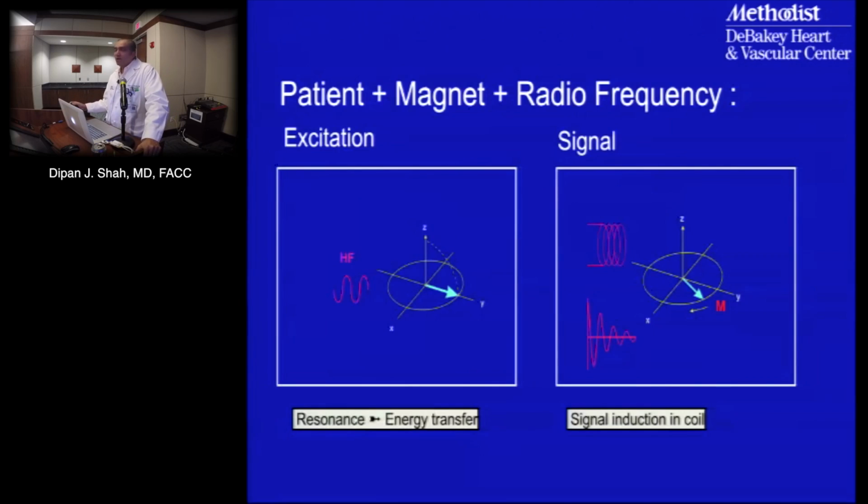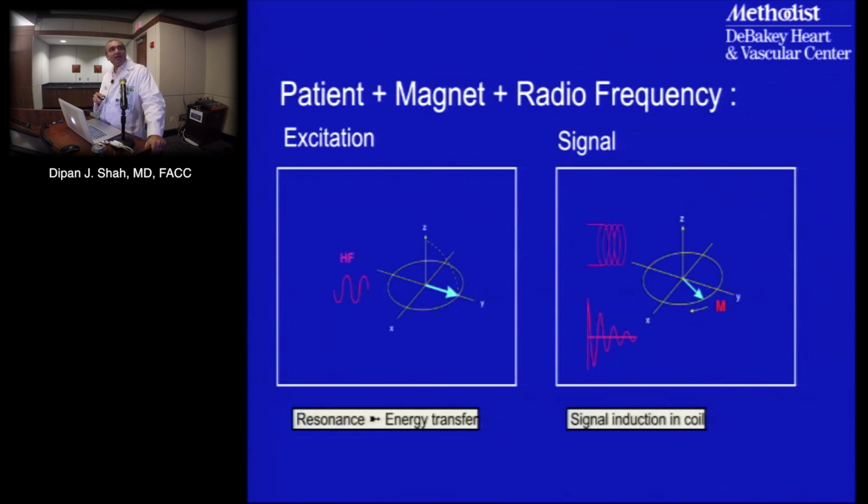Now, the other thing that's important to keep in mind is that, remember, excitation really involves a transfer of energy, right? So if I have protons that are spinning at 64 megahertz, and I send in a radio frequency wave at 64 megahertz, those protons will get excited by that radio frequency wave, and they'll absorb that energy, and it will cause them to go into a slightly different excitation state.